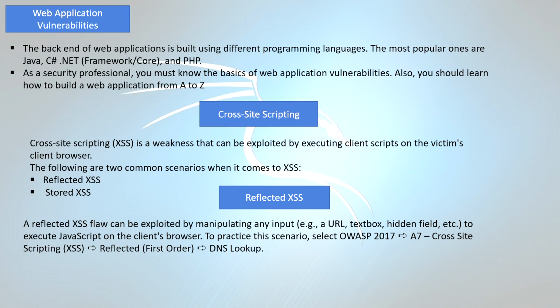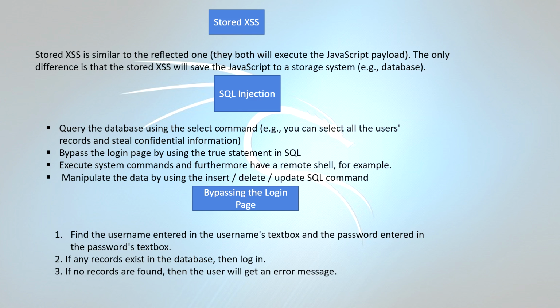Cross-site scripting allows two common types: reflected XSS and stored XSS. Stored XSS is similar to reflected XSS. Next, SQL injection. A query is made to the database using the select command, first logging in, then writing the SQL statement, and manipulating the data by using insert.